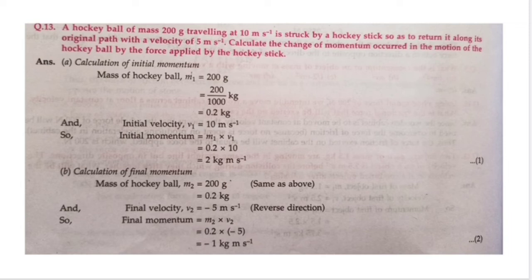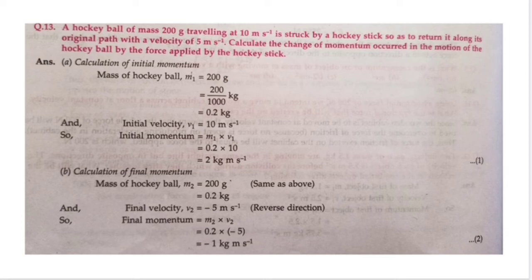For this, the mass of the hockey ball given is m1 equal to 200 grams. We convert this mass into kg by dividing by 1000. So the mass we get is 0.2 kg. And the initial velocity given here is v1 equal to 10 meters per second. So the initial momentum is found by using the formula m into v, that is m1 into v1. That equals 0.2 into 10, that is equal to 2 kg meter per second.